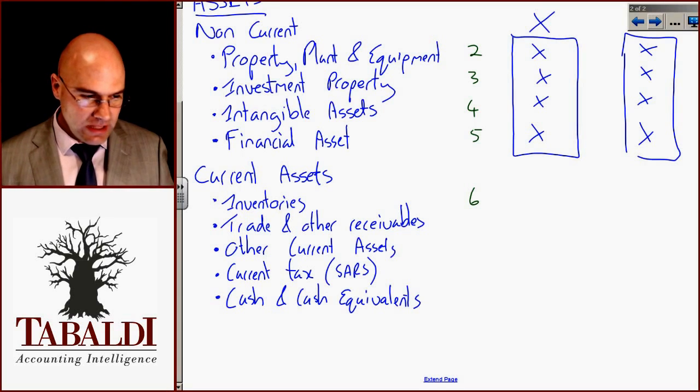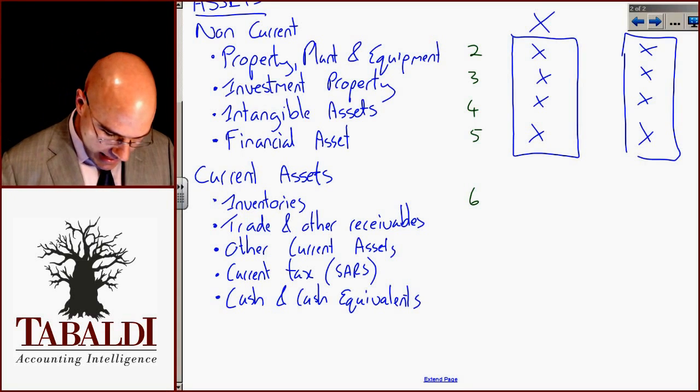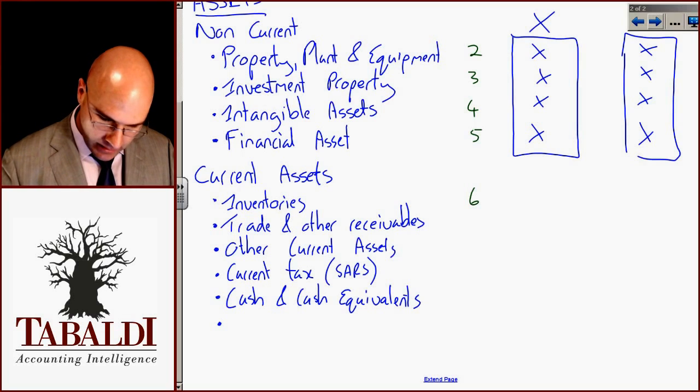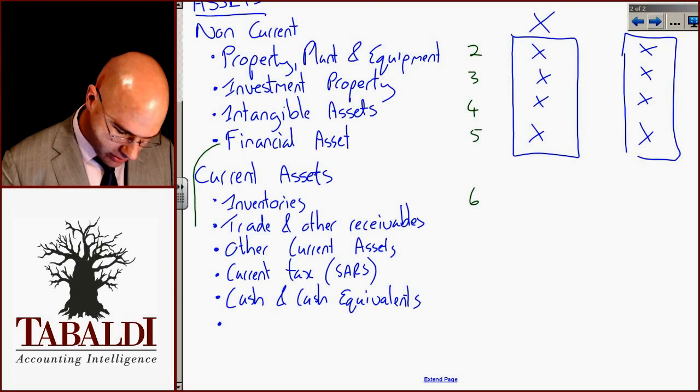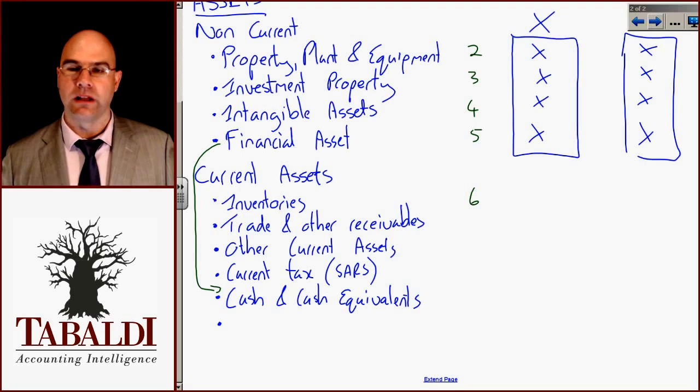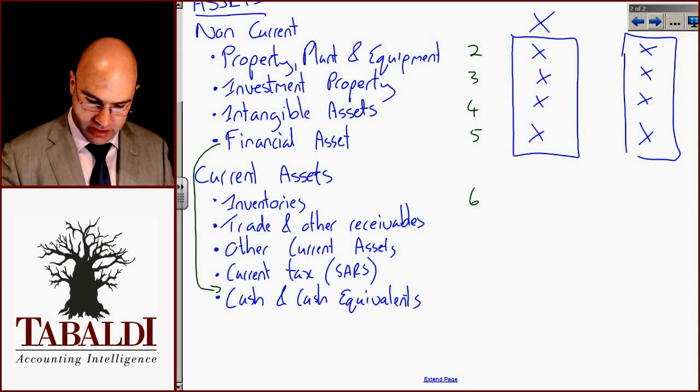Sometimes, please remember, financial assets might be under non-current and current. So let's just put those in here. I'm just going to draw the line. It could be also in there as well. Okay, I'm finished. What am I going to do?